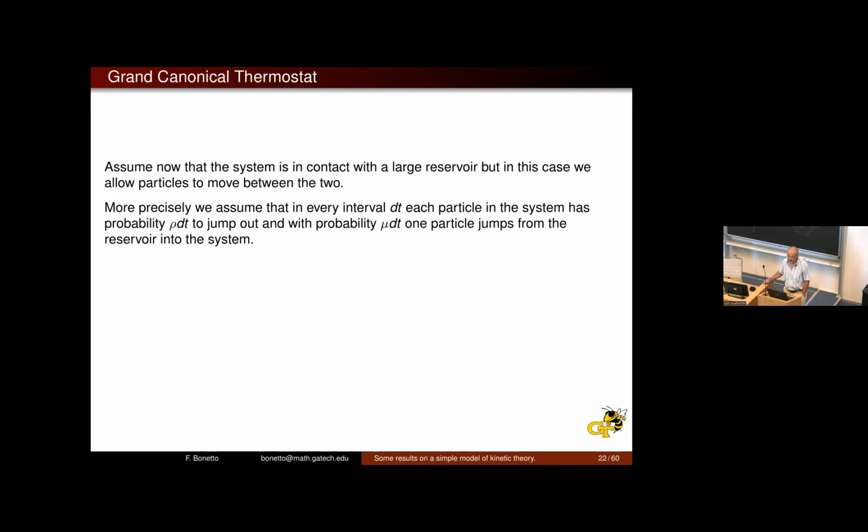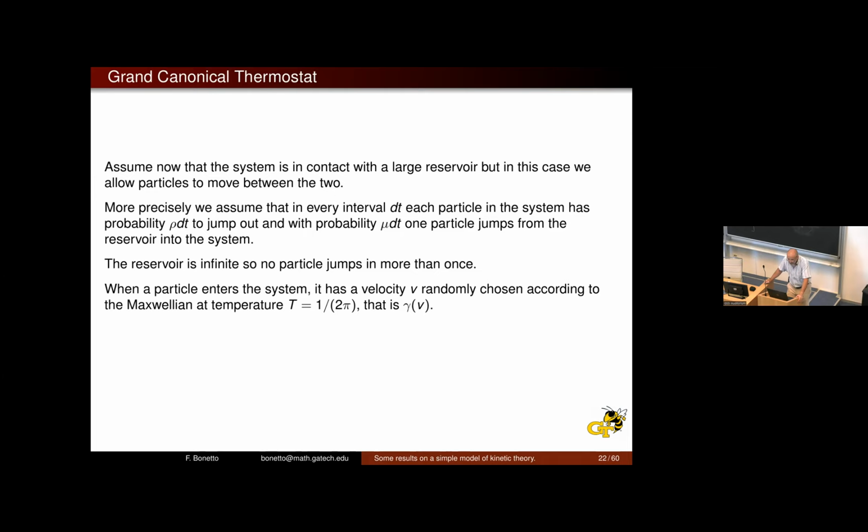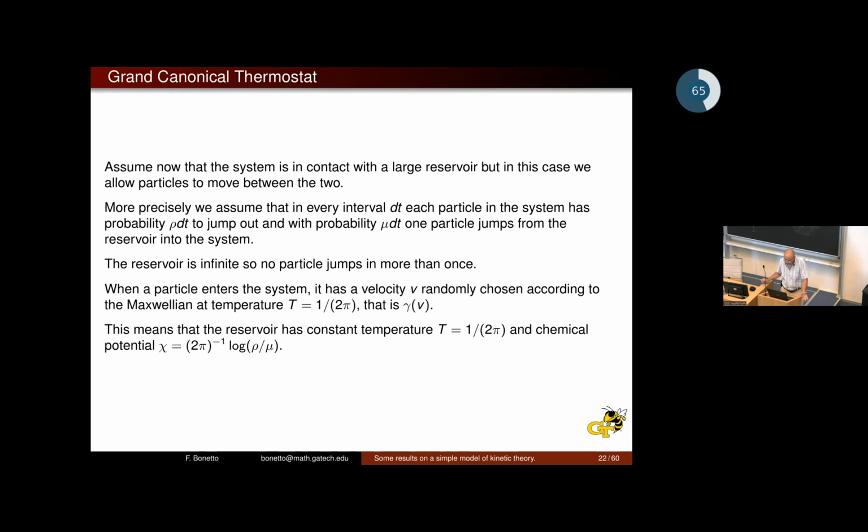Again, these are Poissonian processes, but I can define it like this. The reservoir is infinite, so no particle jumps in more than once. If it jumps out, it disappears forever. When a particle enters the system, it has a velocity v randomly chosen according to the Maxwellian at temperature t, and I still take t equal to 1/2 pi to simplify notation. Physically, this means that the reservoir is at temperature t = 1/2 pi, and its chemical potential is chi = 2 pi minus 1 log of rho over mu.